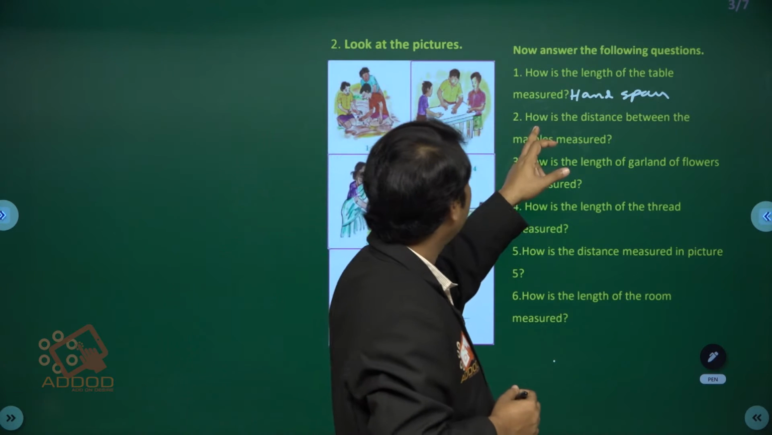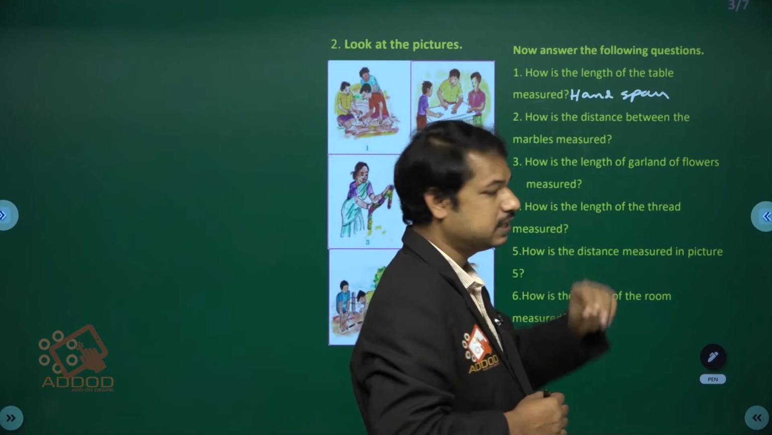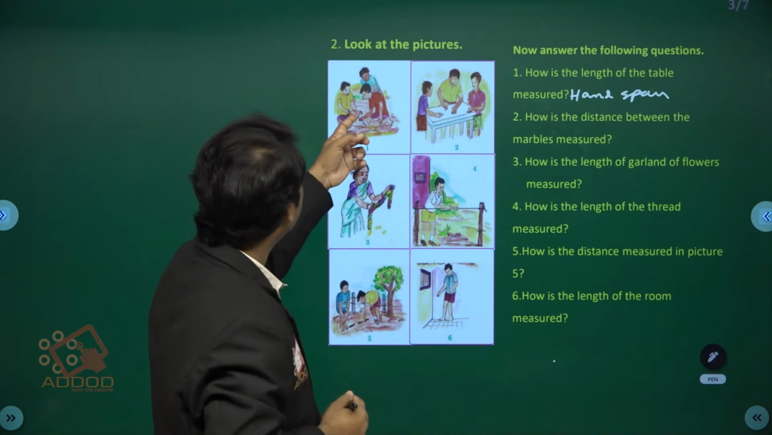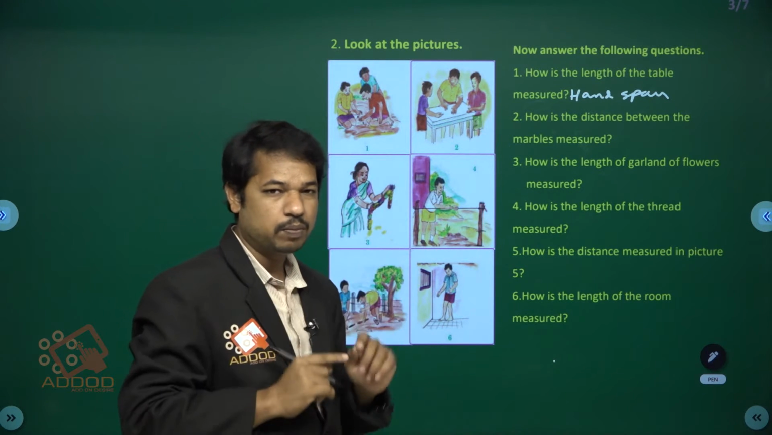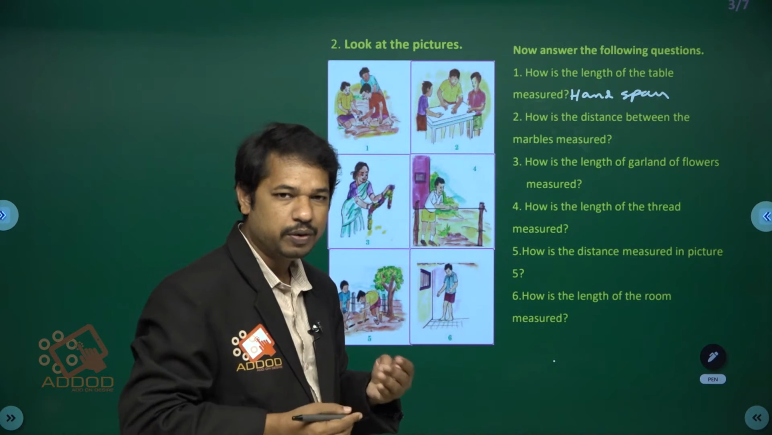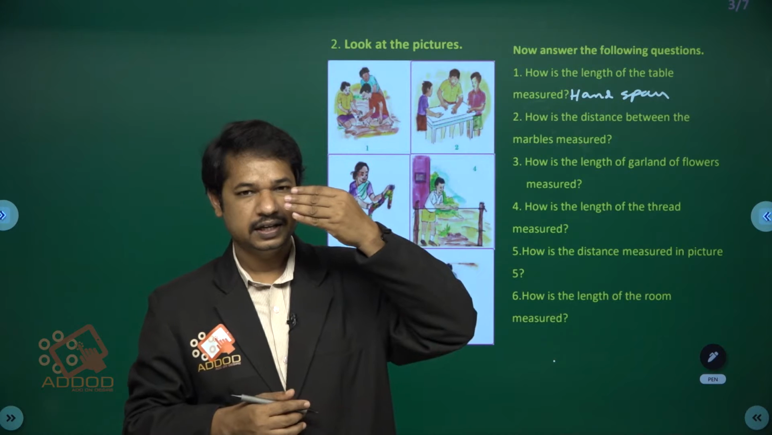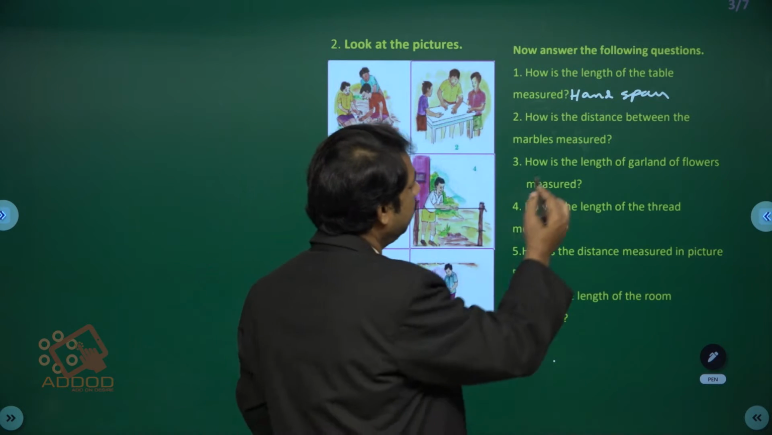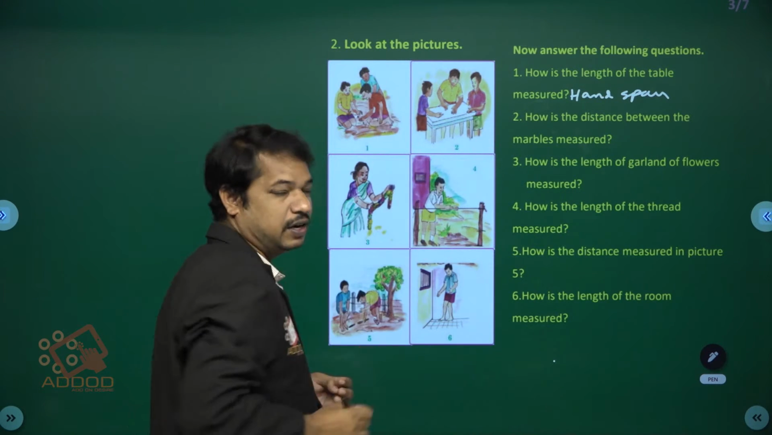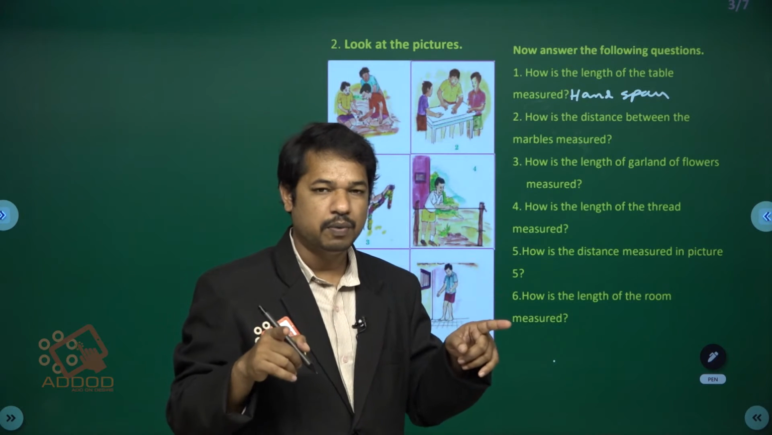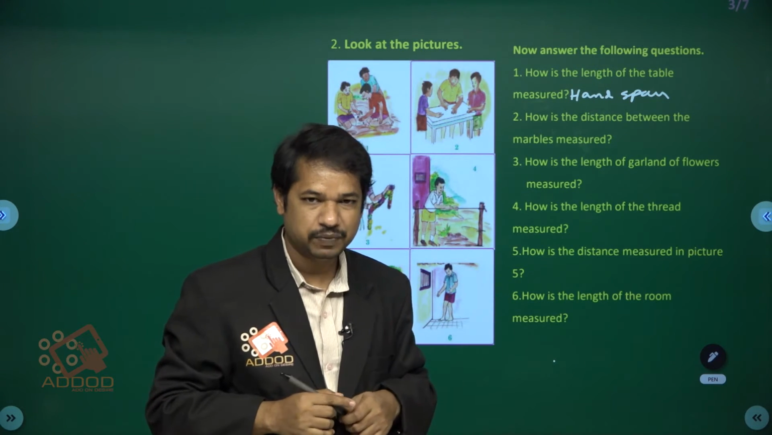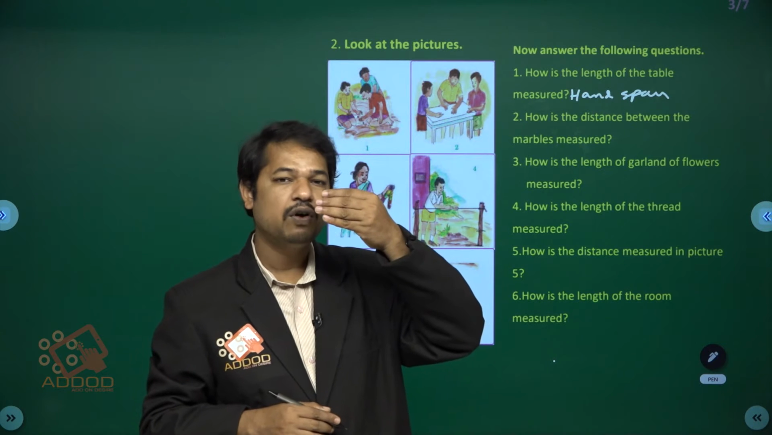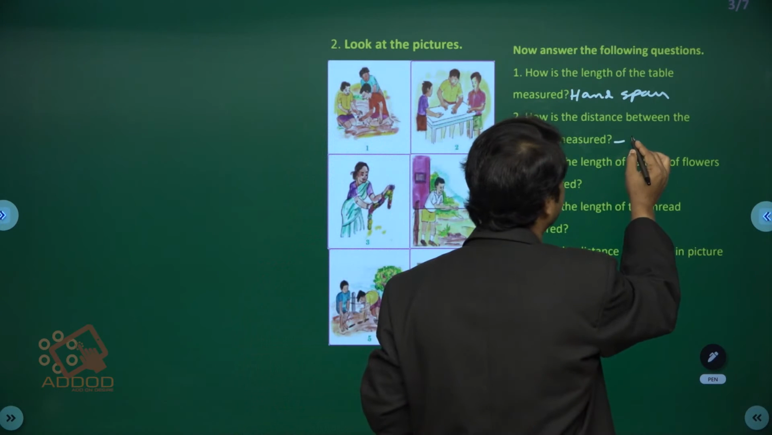Okay, how is the distance between the marbles measured? See children, these boys are playing with marbles. Distance between two marbles, how to measure? 4 fingers width. Okay, these boys are measuring the length between 2 marbles with 4 fingers width.